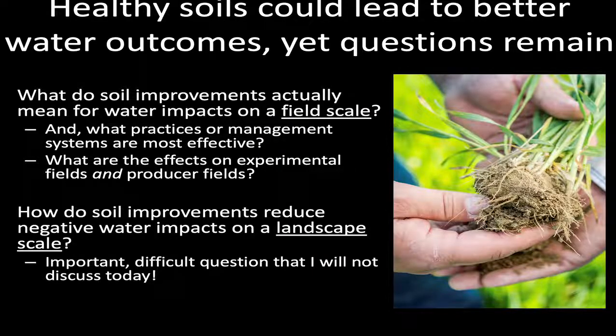research questions that I want to briefly touch on today when we think about, how do we make sense of what these numbers actually mean? What do these actually mean on a field scale? If you have a heavy rain event, what does that mean for a farm? What practices help get us to that point? What are the impacts on experimental fields and producer fields? I'm going to show you just a little bit of data here to that end.